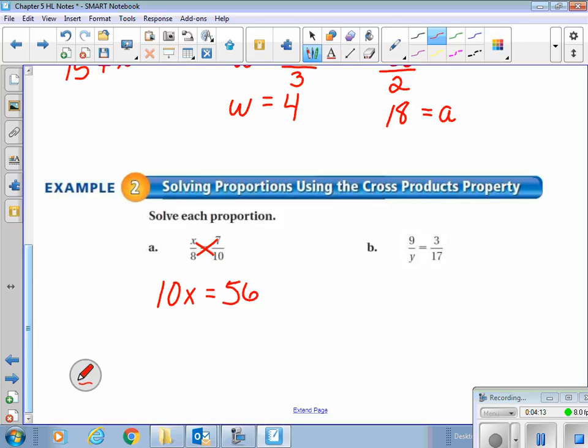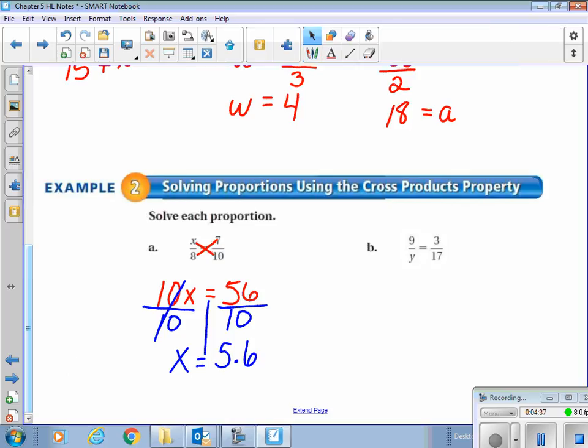We set our cross products up equal to each other. I'm looking at a one-step equation now. How do I get rid of multiplying by 10? Doing its inverse here would be to divide both sides by 10. What I do to one side, I must do to the other. That leaves me with x, and 56 divided by 10 leaves me with 5 6/10.